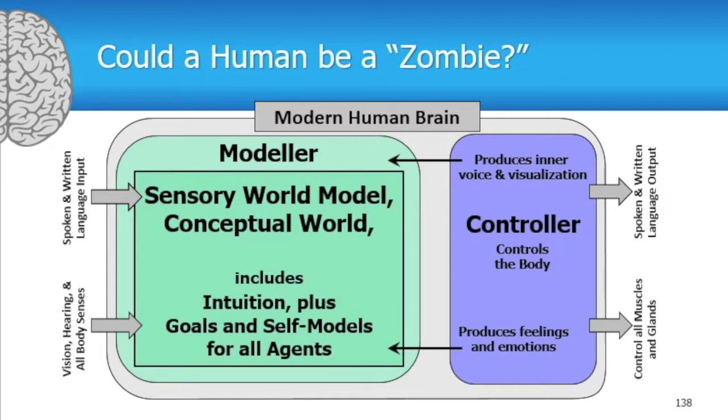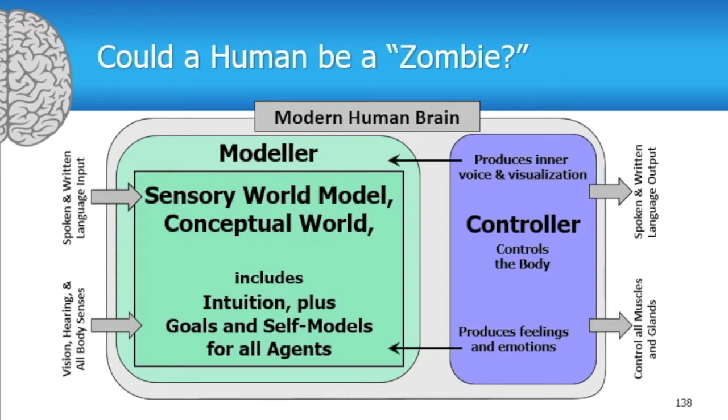Thus, the controller would be completely isolated from the world model. It could still move and perhaps speak, but it would be blind, deaf, and would have no sense of touch or any other sense. Hence, it could not possibly act like a normal modern human. All it could do is to produce random actions that are unrelated to the world.